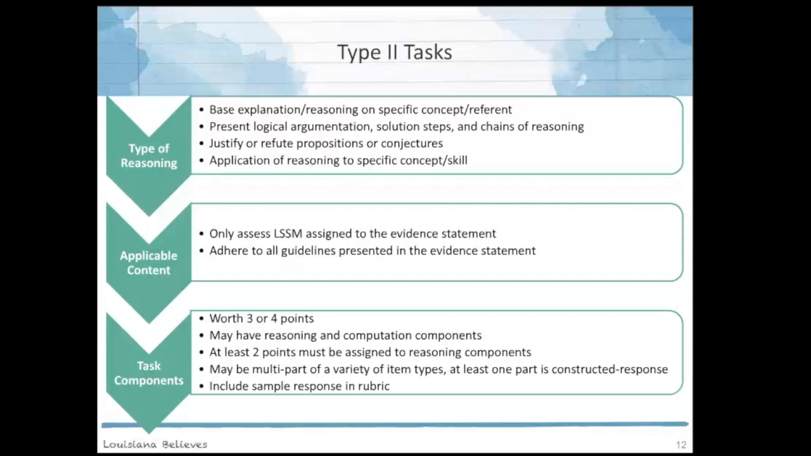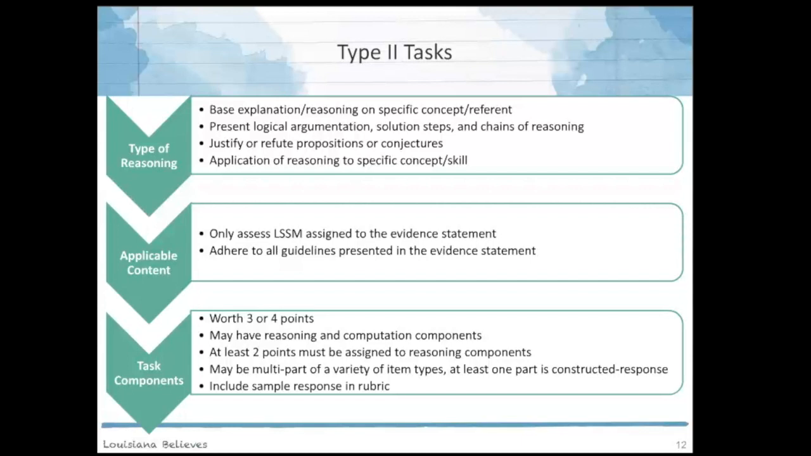Task components, these are either worth 3 points or 4 points. So we have 3-point type 2 tasks and we have 4-point type 2 tasks. They may involve reasoning and computation components. So there would be points for reasoning and points for computation. And at least 2 points must be assigned to reasoning components. There can be multi-part of a variety of item types, but at least one part has to be constructive response.